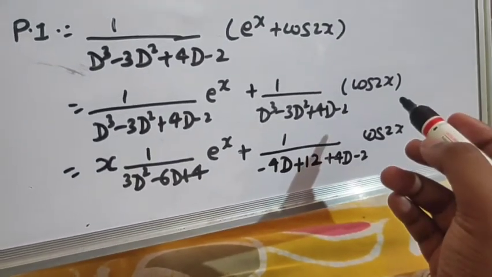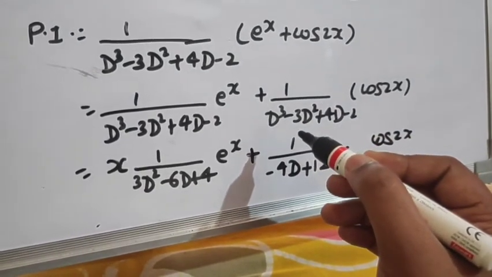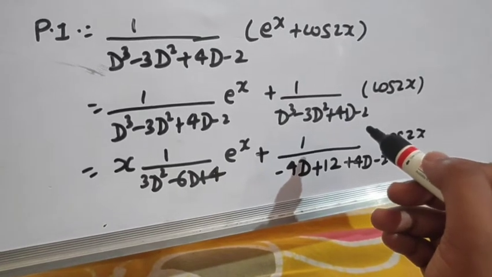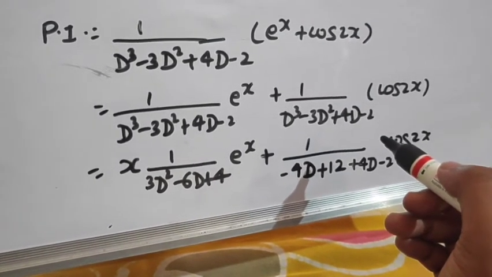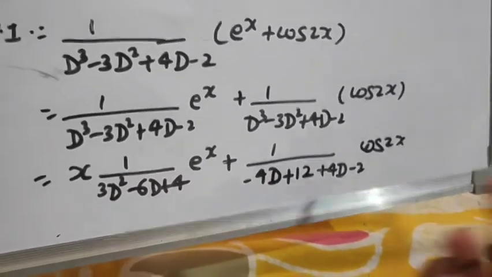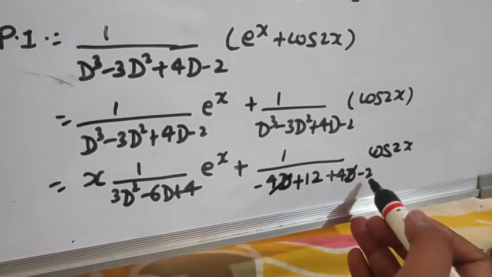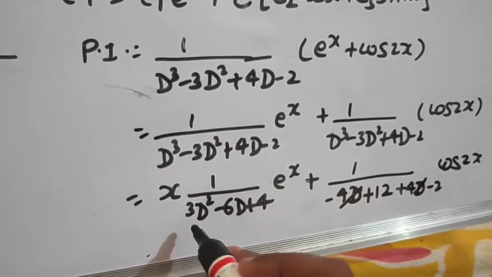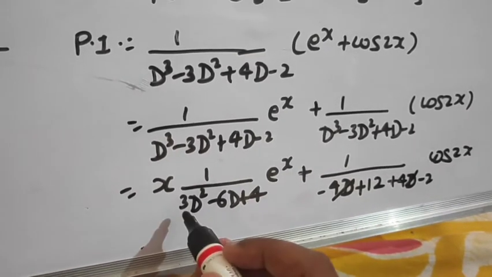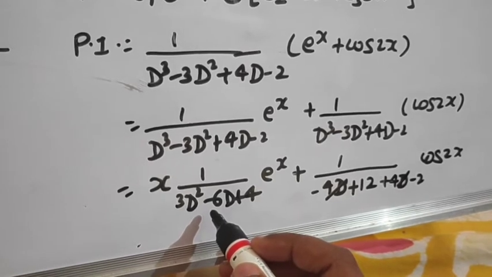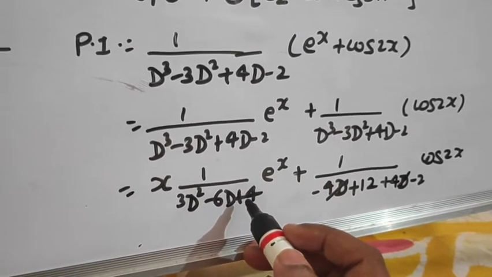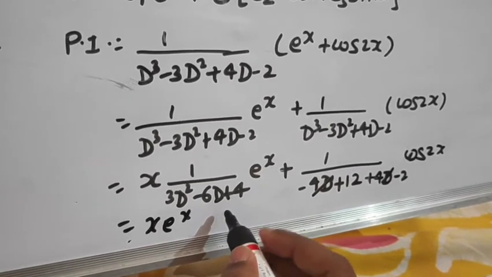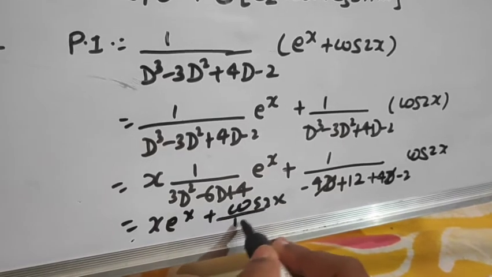Let's see if we are facing any sort of difficulty. We have D cube minus 3D square plus 4D minus 2, and this gets cancelled. Fine. 12 minus 2 is 10, so you're getting 1 by 10 here. And here, if you look at this, I have differentiated. Now if I put 1, I will get 3 minus 6, which is minus 3, plus 4, so 1. So x e^x from here, and 1 by 10 cos 2x from here.